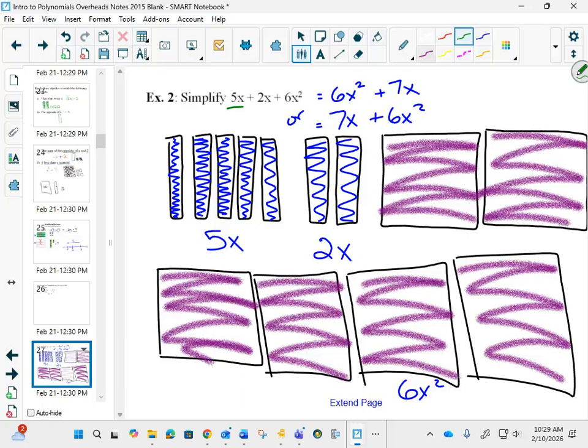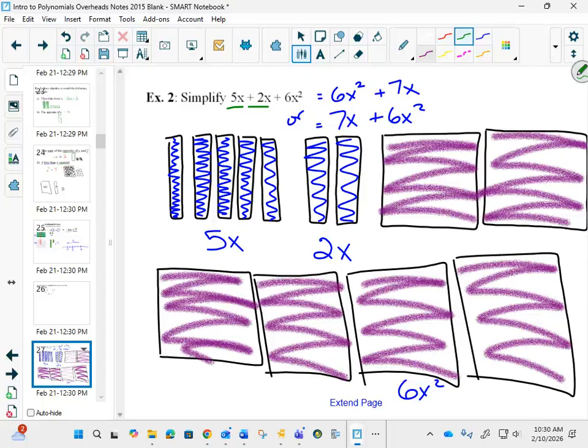Now, can you see that if you underlined the 5x, the plus 2x is a like term? But the 2x and the 5x are not like terms with the 6x squared. In order for things to be like terms, the variable and the exponents with the variables have to be identical. But the number in front doesn't matter, because the number in front is telling you how many you have. You had 5 of these x's, and then you added another 2 of these x's.